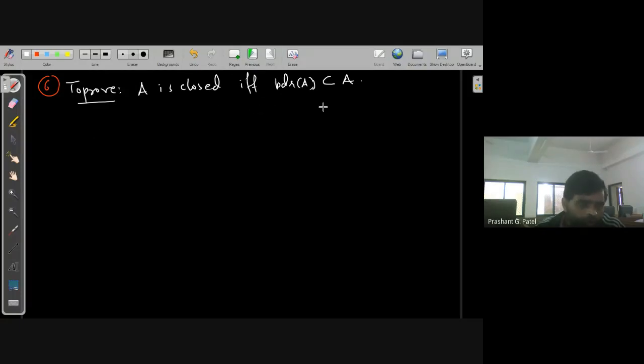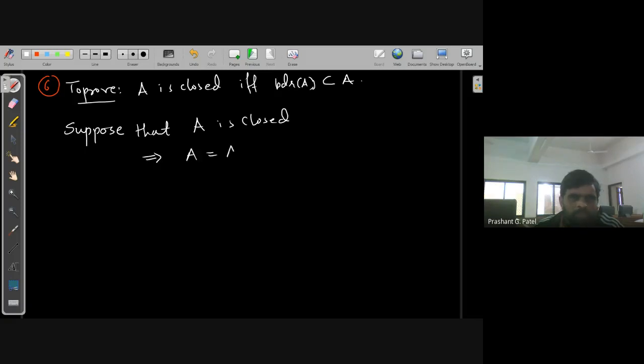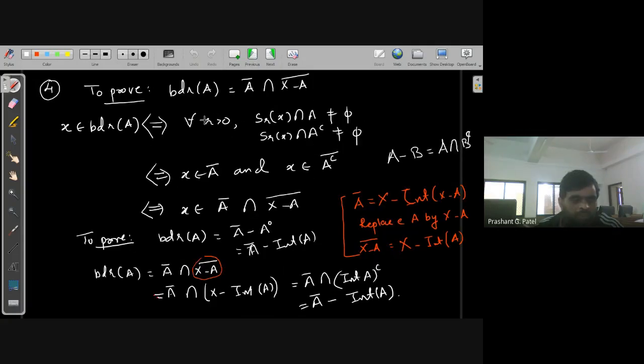Using the previous results, one of the directions is trivial. Which one is trivial? Suppose that A is closed implies the boundary of A is a subset of A, which is very trivial. Why? I can tell you. Suppose that A is closed. Then we know it implies A is equal to A closure, which we already proved. And in the previous statement we have proved that the boundary of A is a subset of A closure intersection closure of X minus A.